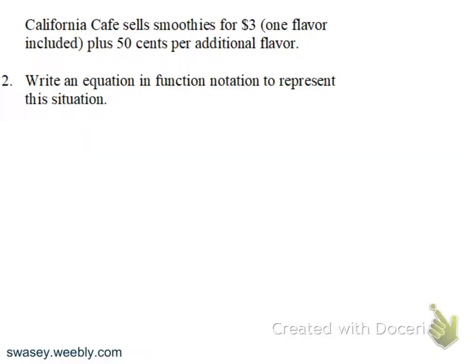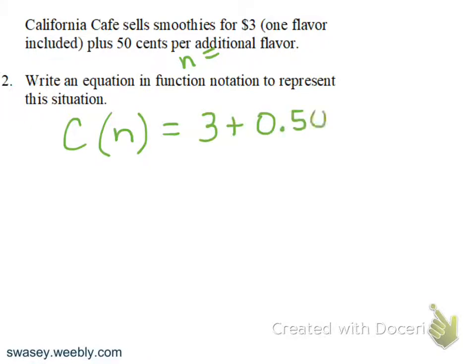Number 2, we're writing an equation in function notation to represent the situation. Pick a letter to represent the number of additional flavors. I'll use N. And some letter for the total cost. I'll use C for cost. Cost is a function of the number of additional flavors, and it's equal to $3 plus 50 cents times the number of additional flavors.